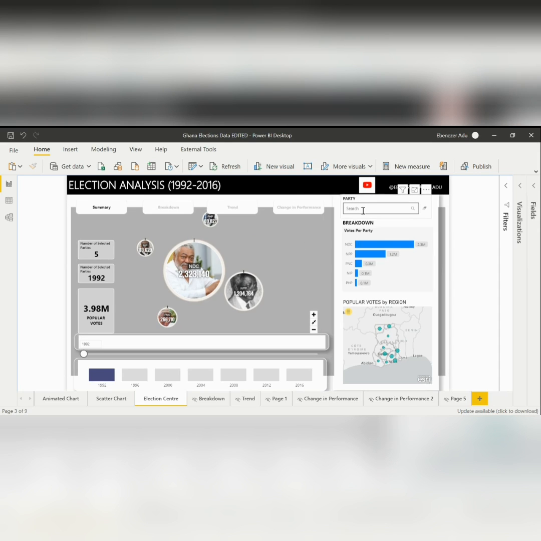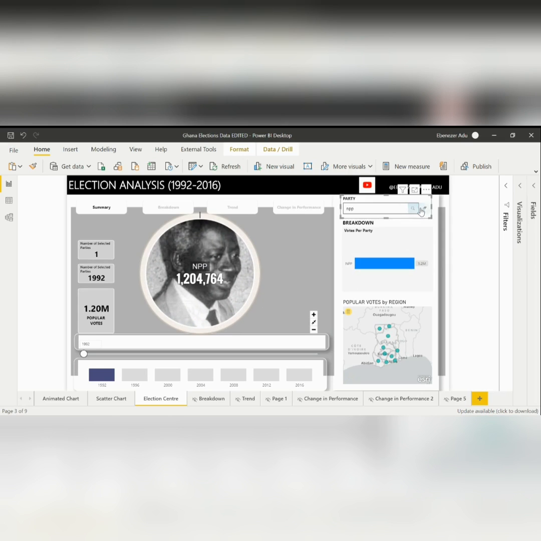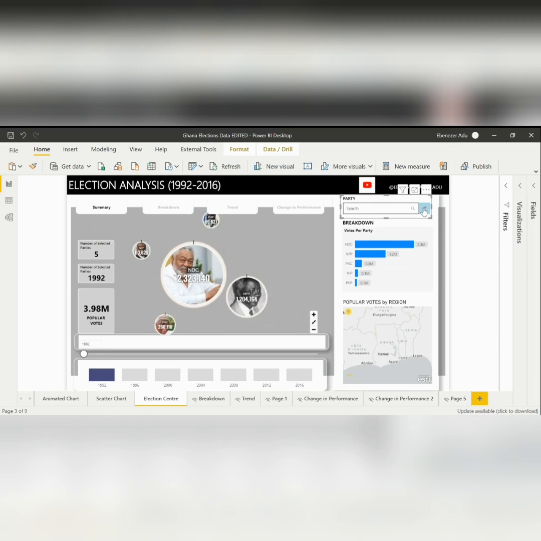If you look left here, you can search by party. Let's say NPP. Search. And only NPP comes. So you can clear the filter and it goes. Also over here, you can see NDC, NPP, PNC. So for 92 that I've selected, out of the 3.98 million popular votes, NDC won with 2.3 million votes. NPP followed with 1.2, PNC 0.3, NIP 0.1 million. I think it's a runoff, so you might not see it, but those are the details of what they actually got. Virtually less than one, around 113,000 and one around 69,000.